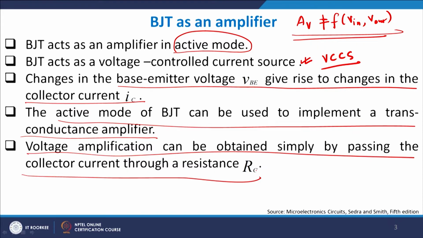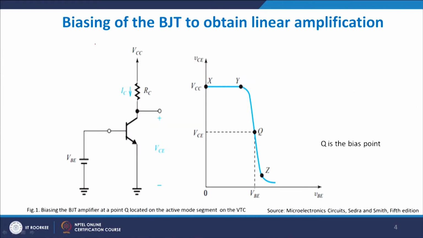Let me come to the next slide and show you how biasing of a BJT can be used to obtain linear amplification, and we will see each step in a much more detailed manner. If you look at the left hand side figure here, I have an NPN transistor marked by this red circle, and we bias it by an external source VBE, and we have IC and VCE.